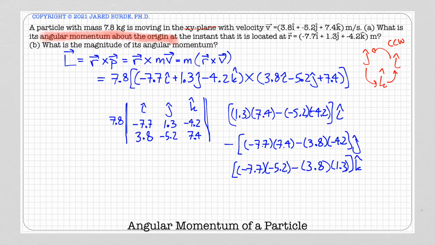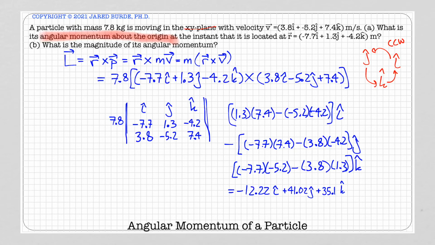And what I've done here is looking at the i component, I take these two multiplied minus those two multiplied, and that gives me the i component. Looking at the j component, I take these two multiplied, and I subtract these two multiplied, but j has a negative factor out front of the whole thing. And then looking at the k component, it's these two multiplied minus those two multiplied. And so I can simplify each one of those.